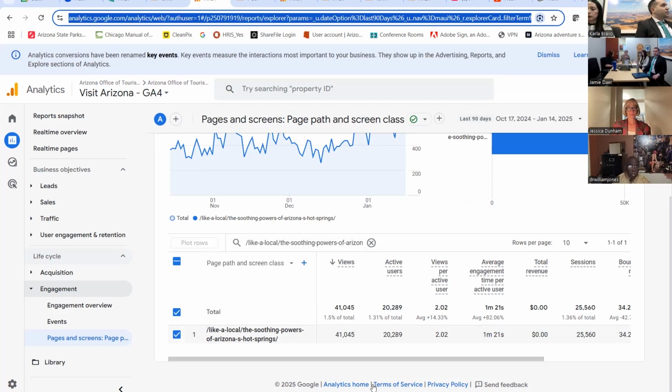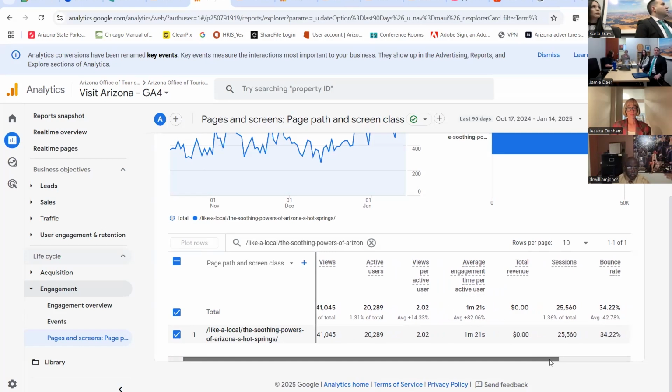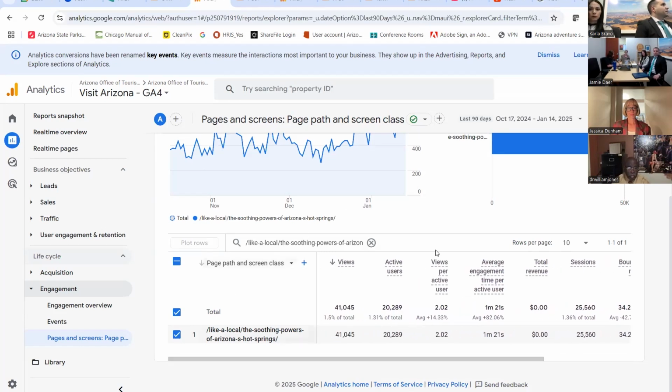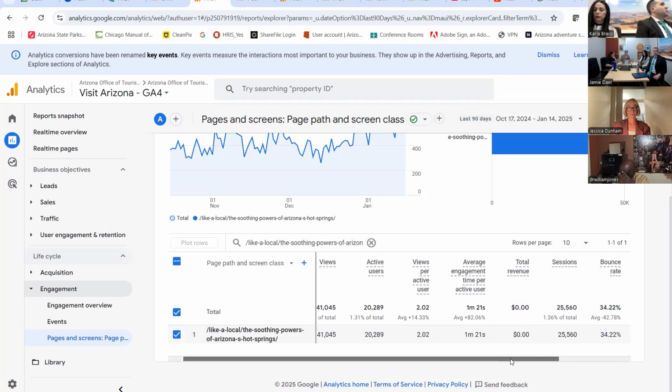So when you look at this piece of content, this was from October 14th to January 14th, so 2024 to 2025. We have had 41,000 views on this article. The most important thing, at least for us, is we are looking at active users. Now, these are people who are actually doing something on your website. They didn't just open the tab and go heat up their lunch. They're actually working. They're going through the website, they're looking at things.